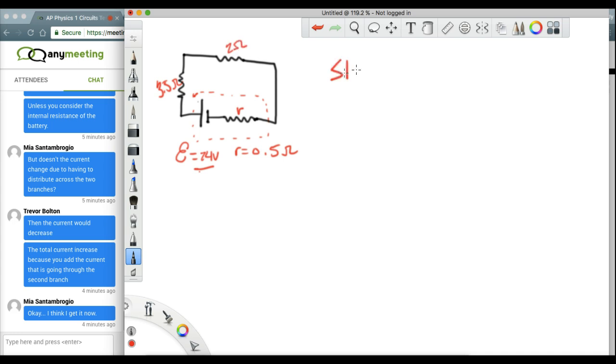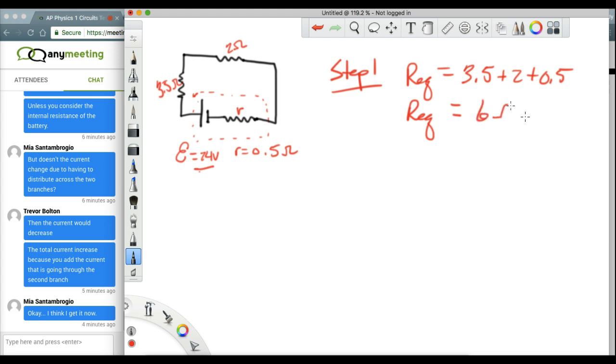So, step 1, just like I said at the beginning, we want to find Req for this circuit. I had somebody ask me today, does it matter if this resistor is technically inside of the battery? Does it change how I do my math? Absolutely not. That's why there's a dotted line there, because you can pretty much just ignore the fact that that's inside the battery. So the total equivalent resistance is just going to be the sum of all those because they're in series. So my equivalent resistance comes out to be 6 ohms.